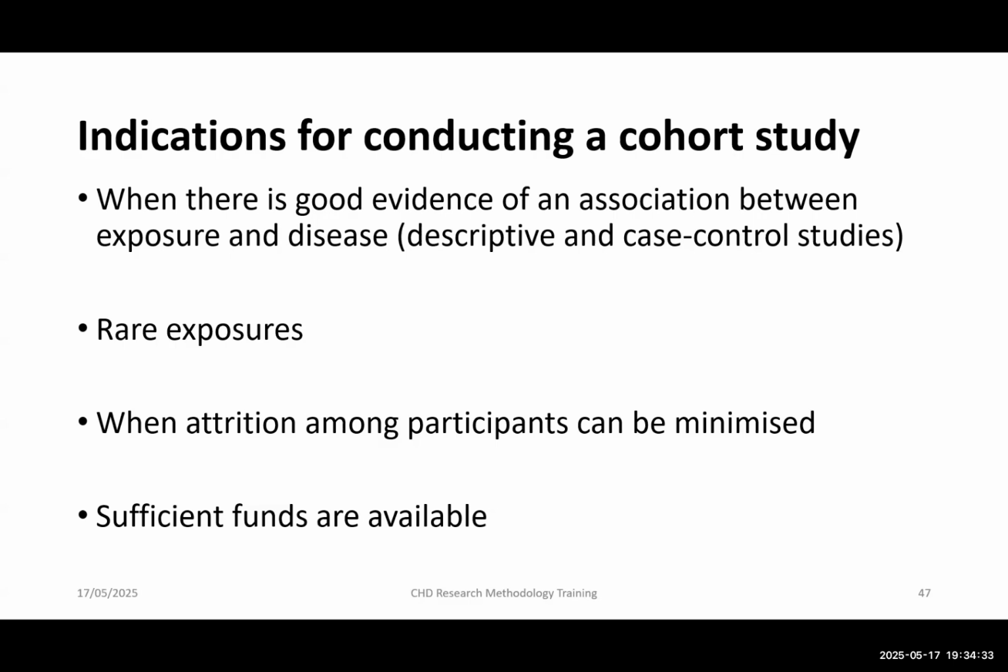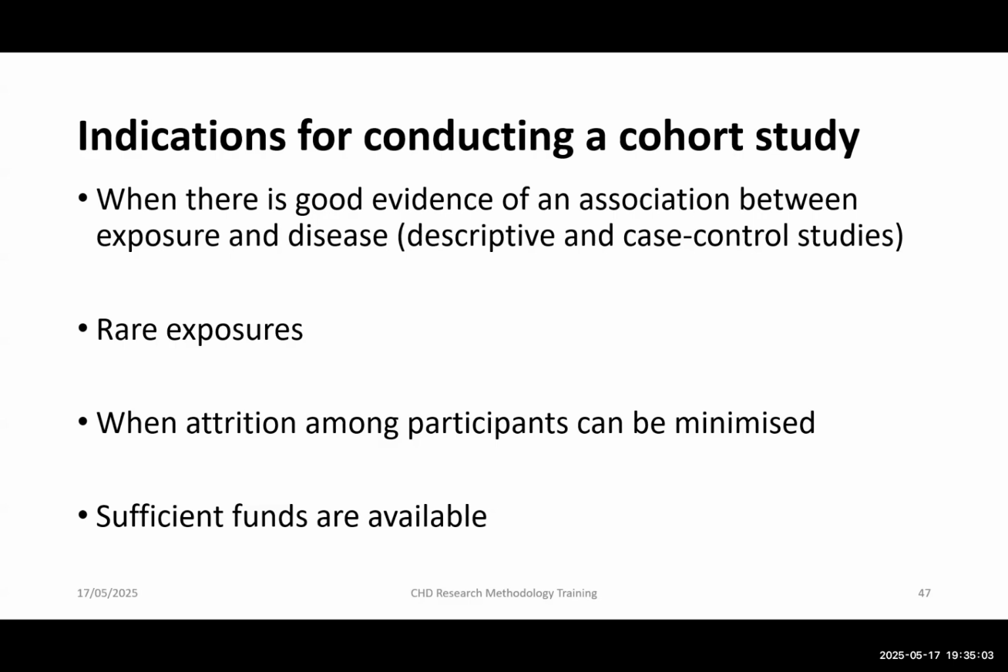You don't want to start a cohort study for an association you don't even know exists, and spend all your time and energy only to find out that there is no association. So for you to do a cohort study, there must be good scientific evidence of an association between the exposure of interest and the disease of interest, using either a comparative cross-sectional study or a case control study.